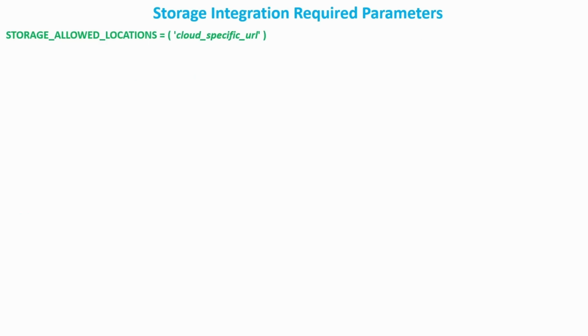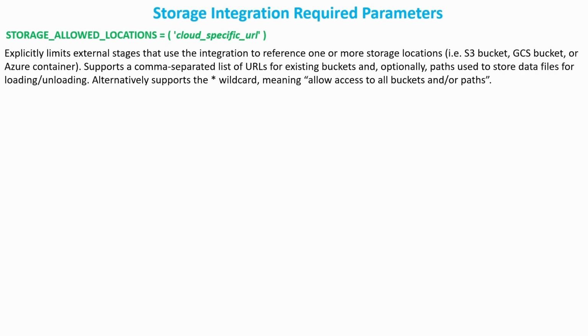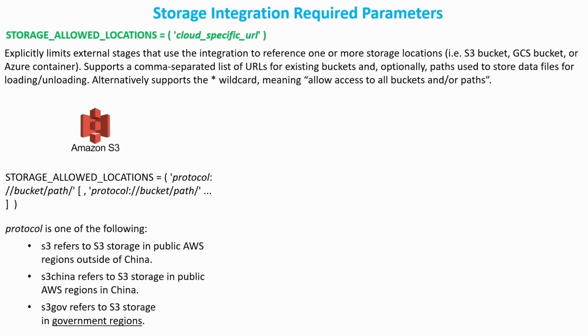Next up is storage allowed locations. This explicitly limits external stages that use the integration to reference one or more storage locations, either from S3 or GCS or Azure. So it supports a comma separated list of URLs for existing buckets and optionally paths used to store data files for loading or unloading. Alternatively, it supports the wildcard, meaning you can allow all the buckets or all the paths if that is your requirement.